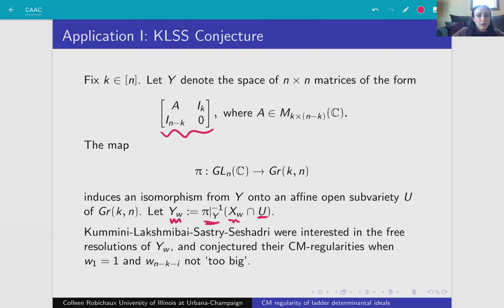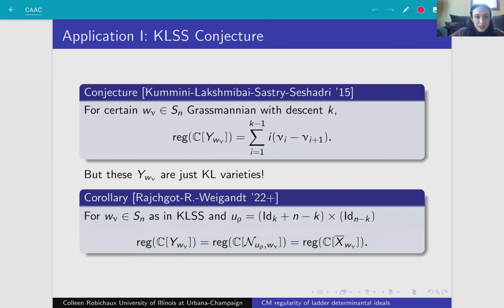In particular, they had a conjecture about what their regularities were when they put certain extra conditions on the permutations. One thing I should note is that they have a theorem in their paper about computing these free resolutions, so why shouldn't they know what these regularities are? But in fact, their free resolutions had some additional computations hidden inside of computing cohomology groups. So it wasn't obvious from looking at the formulas what these regularities should be.